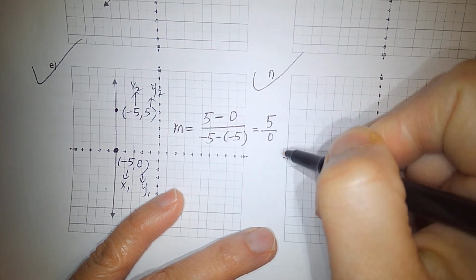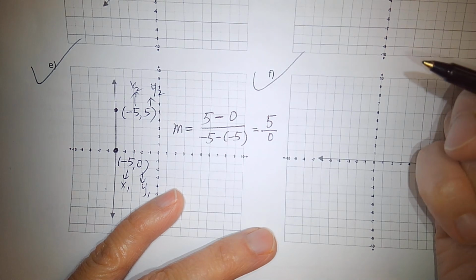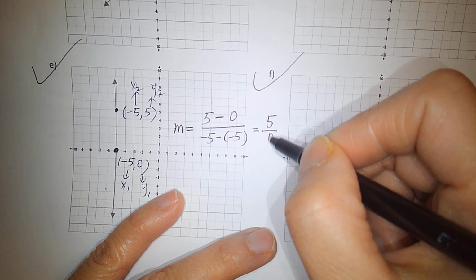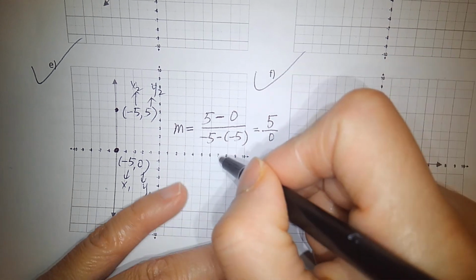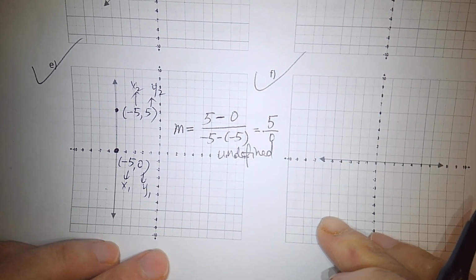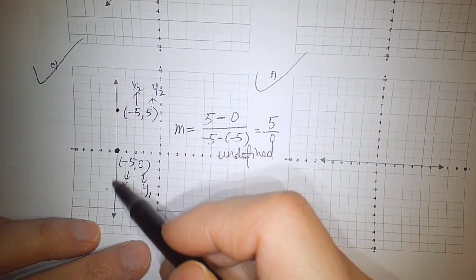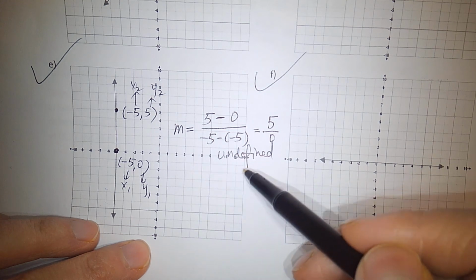So 5 over 0 is what? The denominator cannot be 0 for a fraction. It is undefined. Yes, undefined. So that's why, for a vertical straight line, the slope is always undefined.